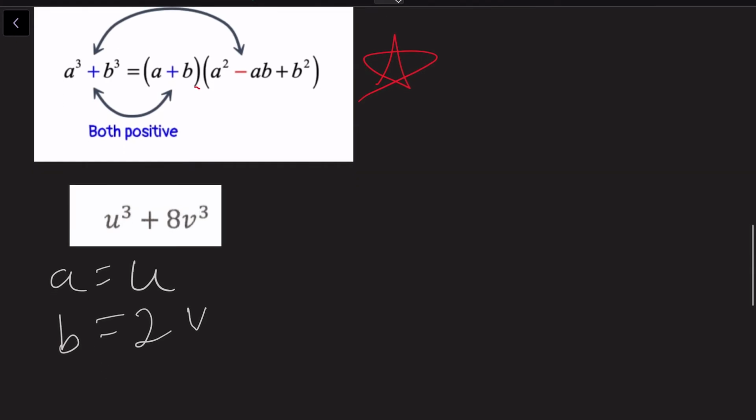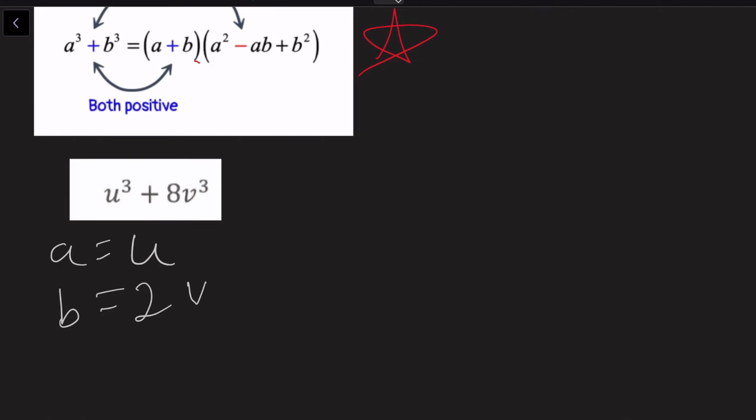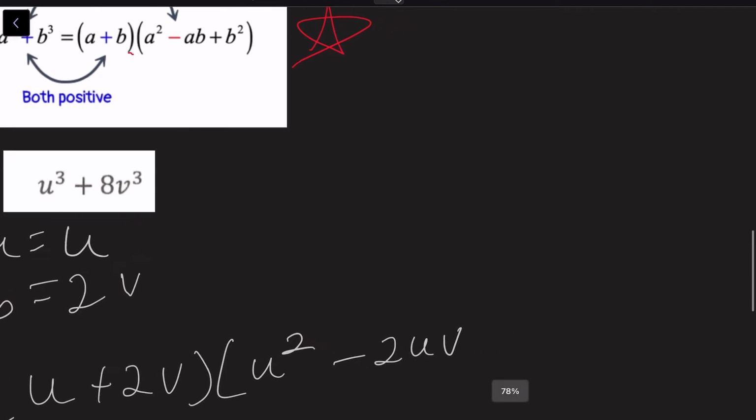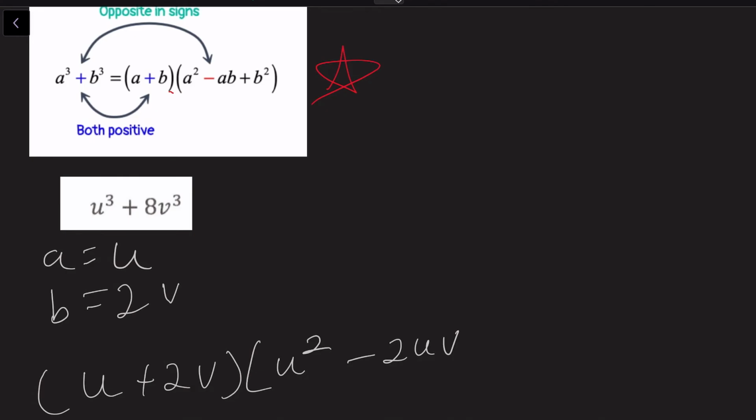Now we can use our formula above. We're going to have a plus b first. So u plus 2v multiplied by a squared, which is u squared, minus a times b. u times 2v is 2uv, and our b squared, so we're going to have plus 4v squared. And this becomes our final answer.